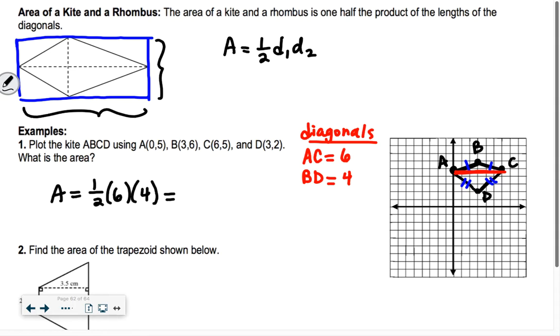The only thing that I see students mess up on every single year with this is they'll try to take 1/2 of 6 and 1/2 of 4. If I'm multiplying 3 numbers together, like if I tell you 2 times 3 times 5, we do 2 times 3, which is 6, times 5, which is 30, right? We don't do 2 times 3 and 2 times 5. You see what I'm saying? So we're going to do 1/2 of 6 is 3, and then multiply by 4. So we should have 12. Or you could do 6 times 4 is 24 divided by 2. So it's 12 square units.